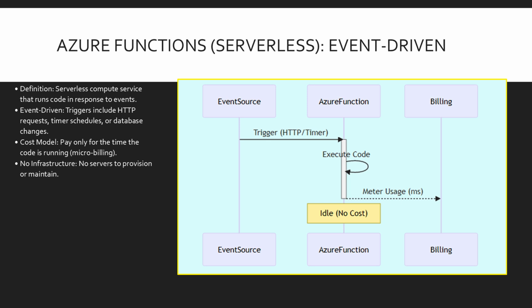This sequence diagram captures the serverless lifecycle. An event source sends a trigger to the Azure function. The function activates only to execute code. Crucially, as soon as it finishes, it deactivates. The billing participant records usage only during that brief active window. The note at the bottom confirms that when the function is idle, there is zero cost.